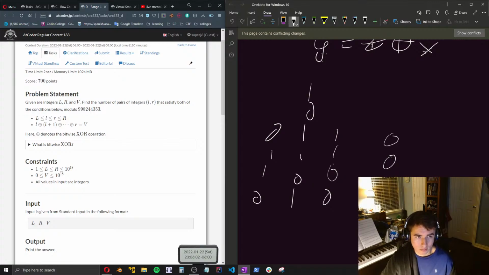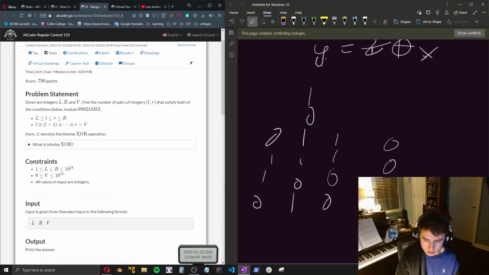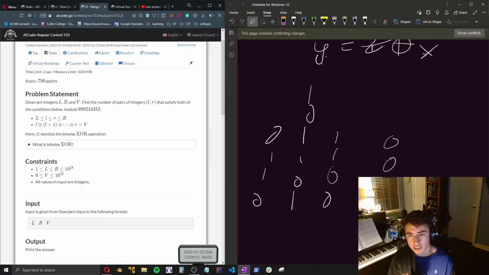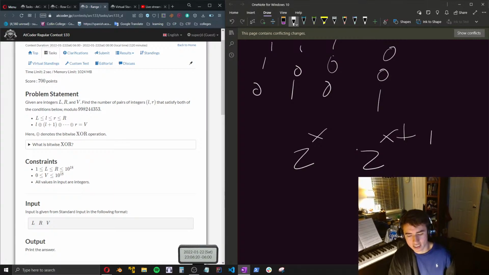Oh wait, I think I remember something like this. You aren't necessarily getting a consecutive range. However, if you split it so that all numbers are between 2^x and 2^(x+1), then you are getting a consecutive range, because the top bits are constant, so they'll XOR to a constant value, and the bottom bits take every value in a range, so you'll also get every value for the bottom bits.